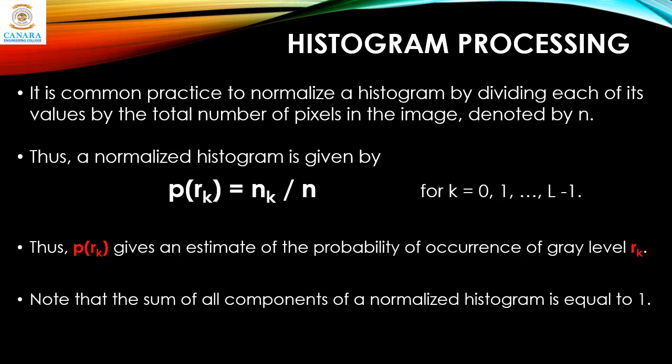Note that the sum of all components of a normalized histogram is equal to 1, because we are considering n as the total number of pixels. So we are dividing each value by n. So when we add up, it will be equal to 1.